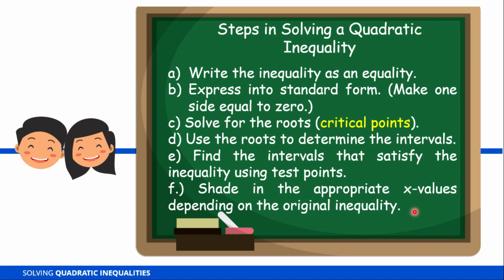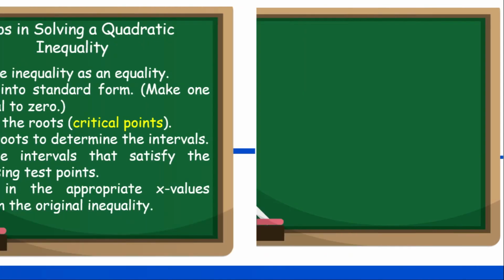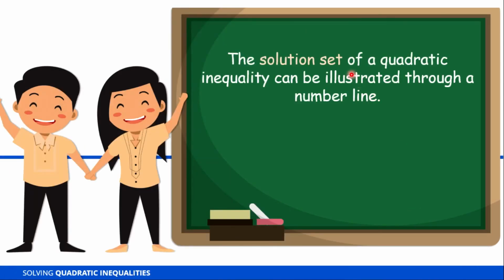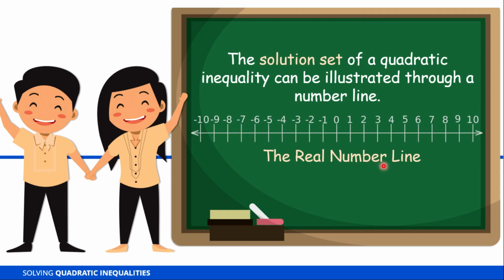So, those are the steps in solving a quadratic inequality. Yan ang gagamitin natin later sa ating mga examples. Ang solution set ng isang quadratic inequality ay maaari nating i-illustrate gamit ang number line or ang tinatawag nating real number line. Bakit real number line? Dahil ang mga numbers na nasa number line na ito ay mga real numbers. So dito, hindi lang 1, 2, 3, and so on. Pwede rin 1.2, 1.1, maaaring fraction, at iba pang mga numbers basta ang mga ito ay real numbers.